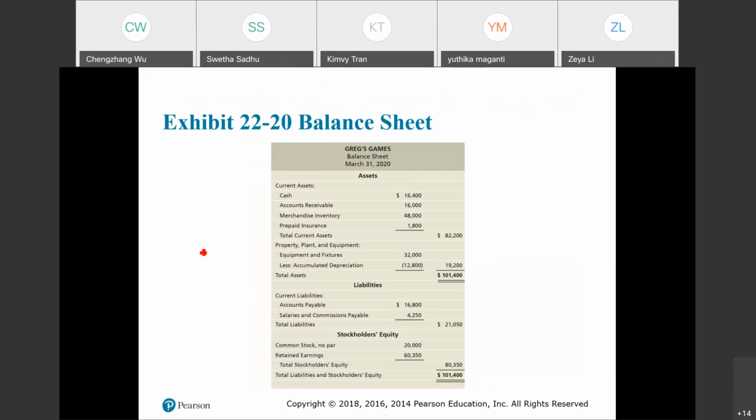Okay, in this part, let's use another company as an example. That is Greg's Games. Greg's Games is a retail chain store that carries a complete line of video and board games. We will prepare the master budget for one of the retail stores for the months April, May, June, and July.